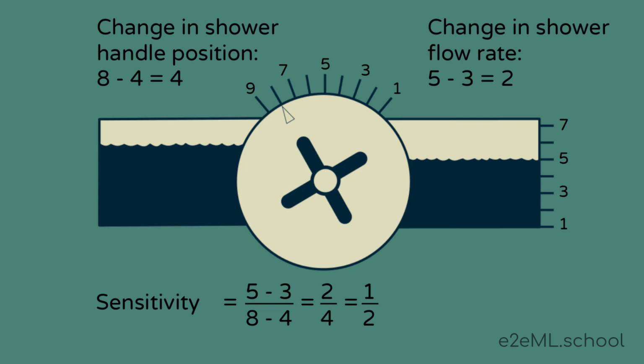Sensitivity is a way of quantifying how much the shower flow rate will change if we adjust the shower handle up by 1 position. For each unit increase in shower handle position, we can expect the flow rate to increase by a 1/2 unit. This terminology quickly becomes awkward, but luckily, math helps us out here.